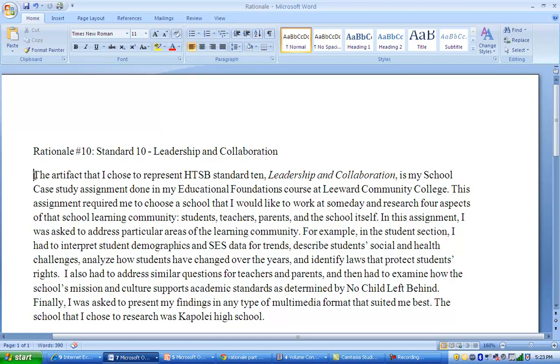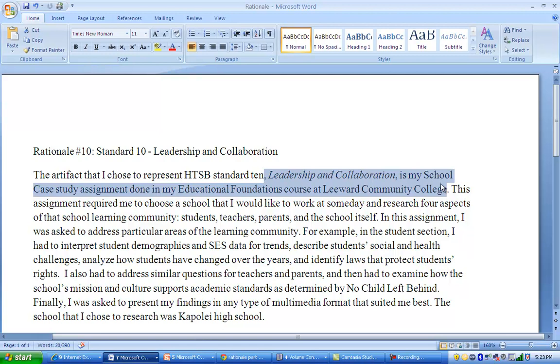So I'll go through it step by step and sentence by sentence so you see how it was developed. The artifact that I chose to represent HTSB Standard 10, and notice I put the title in, is my school case study assignment done in my Educational Foundations course at Leeward Community College.